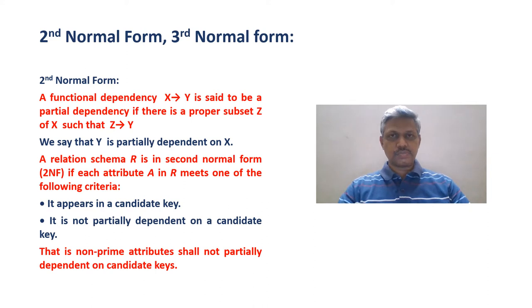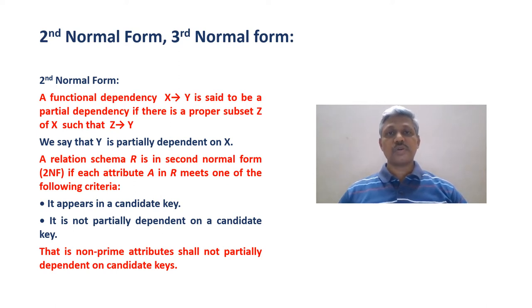If it is the case, we say that Y is partially dependent on X, or X then Y is a partial dependency. Given a schema, we say that the schema is in second normal form if for every attribute A of R, it should satisfy one of the following conditions. Either A should be a prime attribute, or it is part of some key, or A is not partially dependent on a candidate key. So if A satisfies any of these conditions, that is, either it appears in a candidate key or it is not partially dependent on a candidate key.